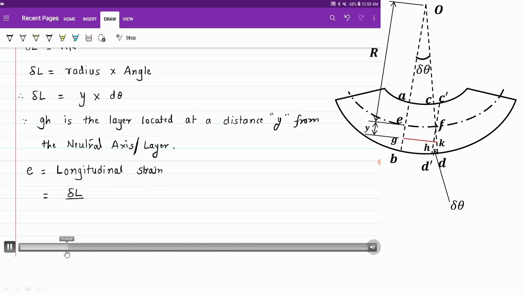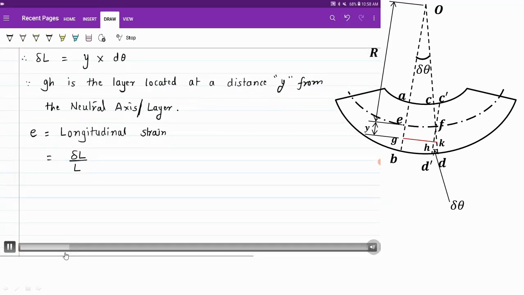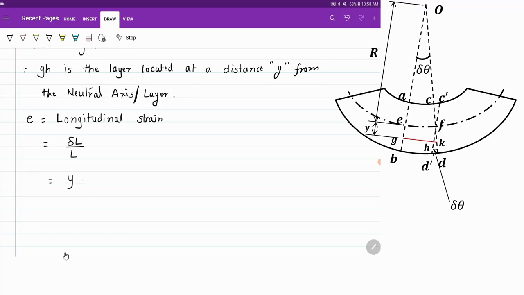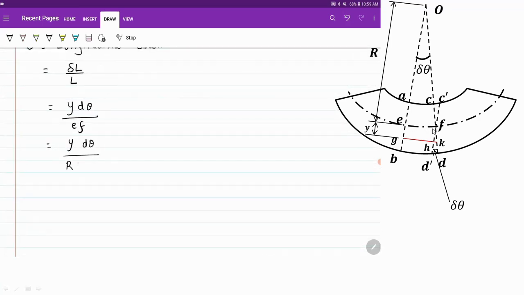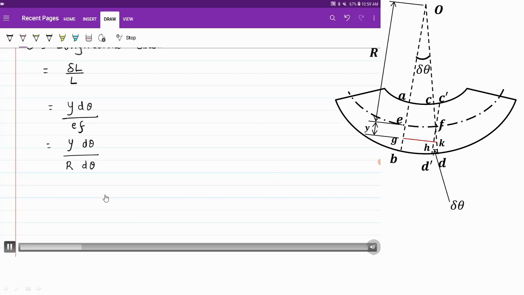Now suppose e is the longitudinal strain, then that is equal to deformation or change in length divided by original length. Substitute the value of delta L, that is y into d theta, whereas the value of L is nothing but EF. EF is this particular layer at the neutral axis or neutral layer, so EF is nothing but R into delta theta. So you can cancel out this delta theta, and we'll get e is equal to y upon R.